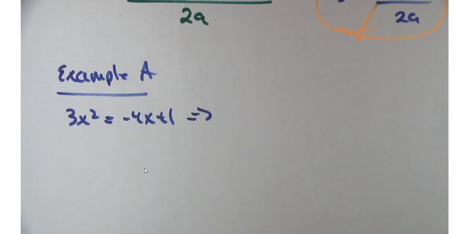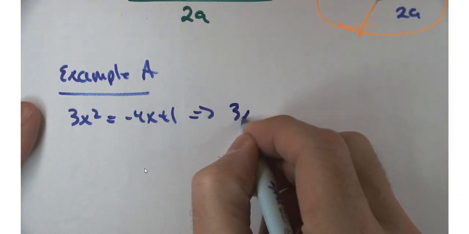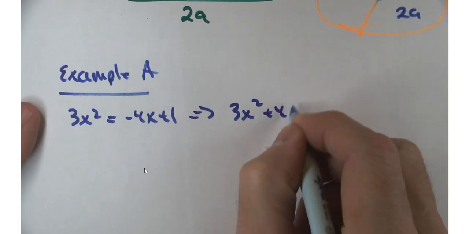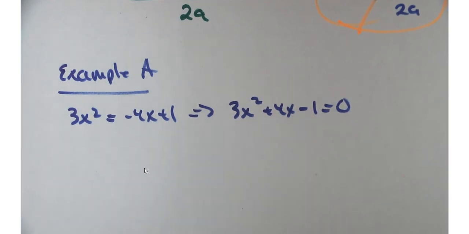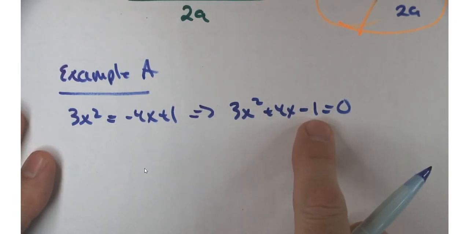So the first thing I'll do is rewrite this one. I'm going to move these terms to the left-hand side. Who can move those terms to the left-hand side for me? What is my new equation going to look like? 3x squared, good, plus 4x, minus 1, and that leaves a 0 on the right-hand side. Notice that Madison definitely changed the signs on both of those terms.